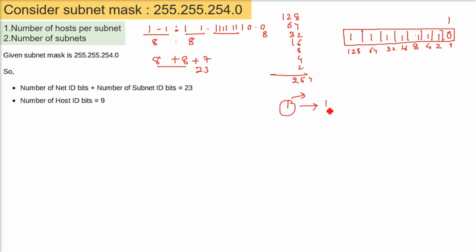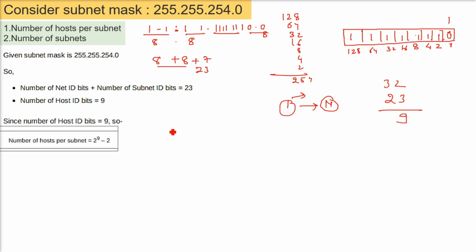In a subnet mask, the number of ones will tell you how many network bits there are. So network bits are 23. Okay. And what will be the host? 32 in total. Just subtract these 23. You'll get 9. So the number of host bits is 9. And the number of hosts is 2 to the power 9 minus 2.